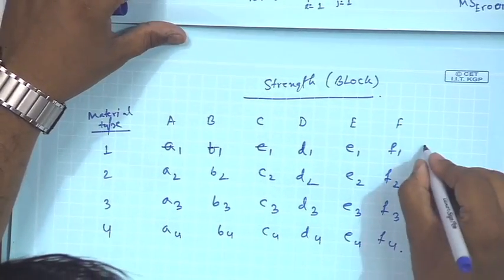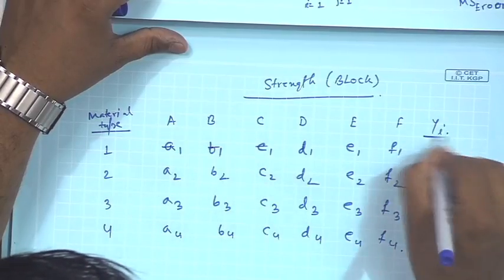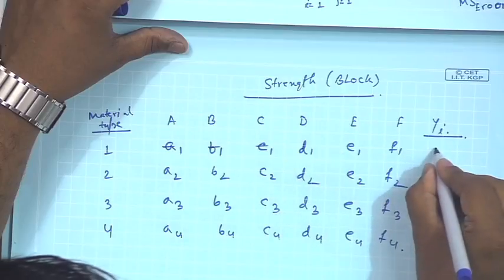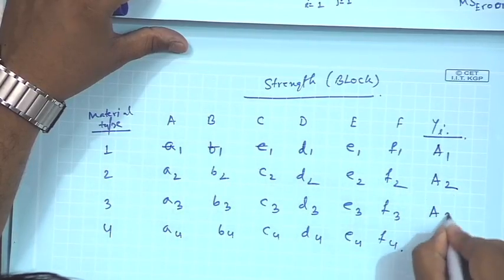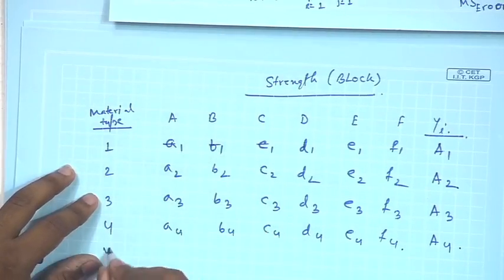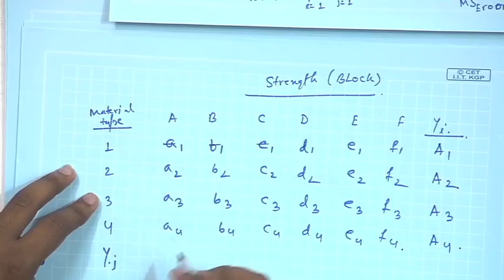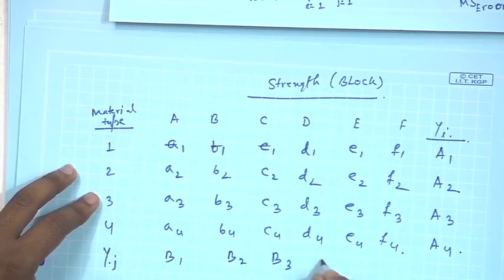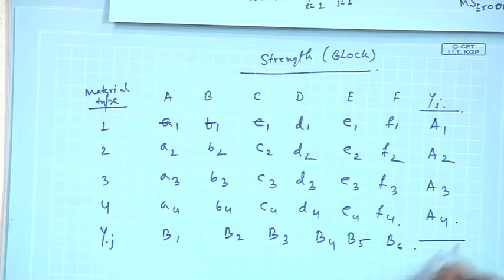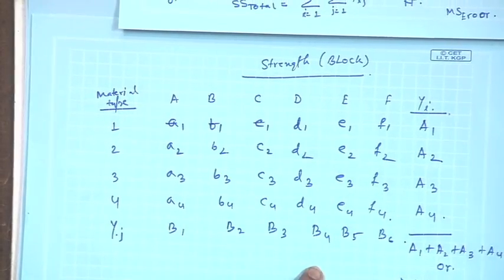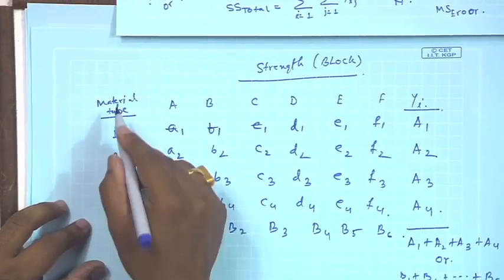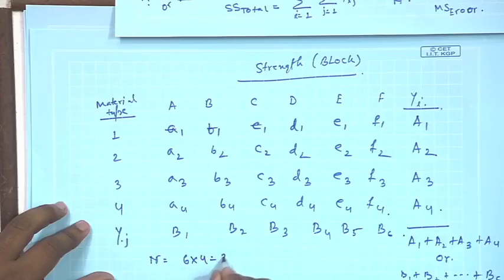Again, in the same way we will calculate the sums. This is y i dot: A1 plus B1 plus C1 plus D1 and so on, then we will get big A1. If we sum all the A2 plus B2, then this is A2. Similarly A3 and A4. And if we sum column-wise, this is y dot j: A1 plus A2 plus A3 plus A4 gives B1, then B2, B3, B4, B5, B6. Then we calculate the total sum, either A1 plus A2 plus A3 plus A4, or B1 plus B2 plus dot dot dot plus B6. And here n is the total number of observations, that is 6 into 4, which is 24.